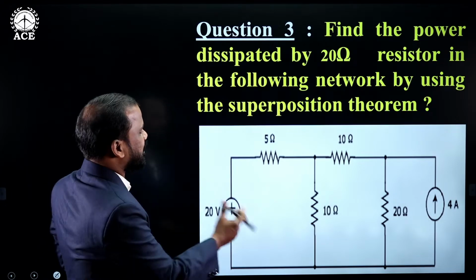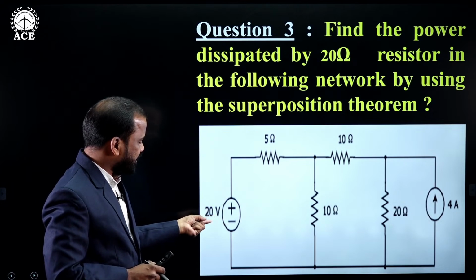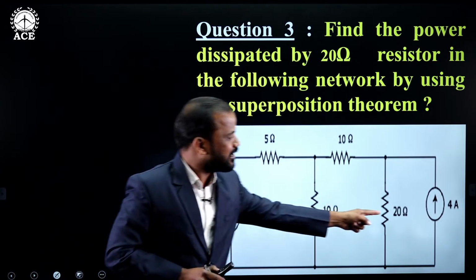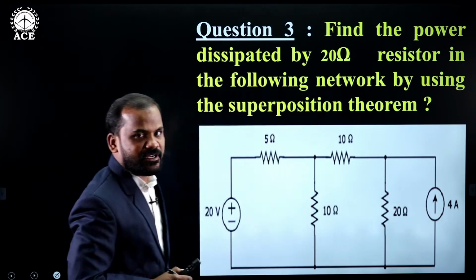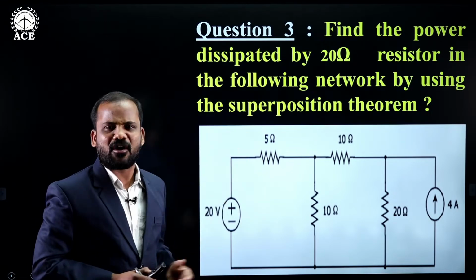Now just observe the given network. We have one voltage source, the value of the voltage source is 20 volts, and we have one current source, the value of the given current source is 4 ampere, and there are 4 individual resistors connected in one combination.